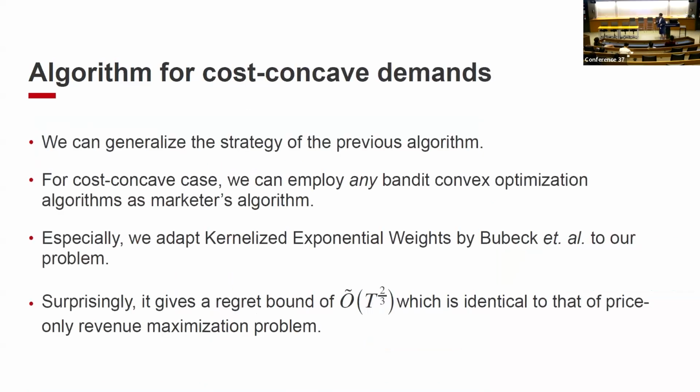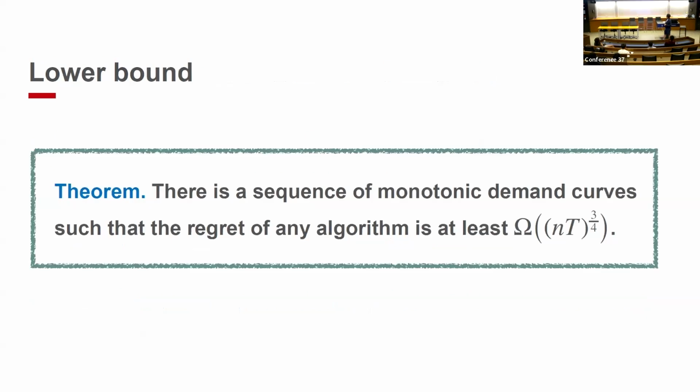For the cost concave case, since our algorithm is modular and works in a black-box way, we can replace the EXP3-type components with the kernelized exponential weights by Bubeck et al. Then we can get almost the same analysis and obtain a regret bound of T to the 2/3. Again, this is identical to that of the price-only revenue maximization problem.